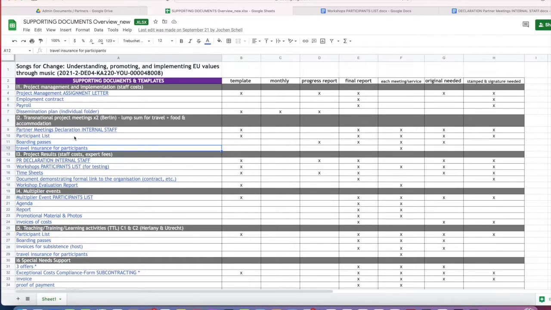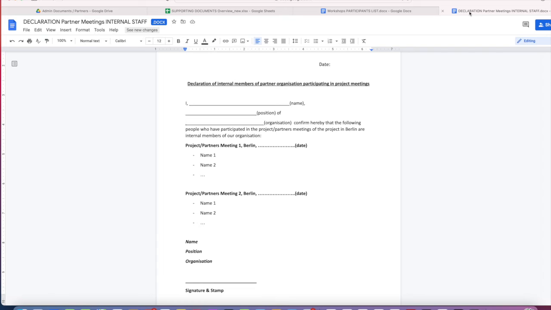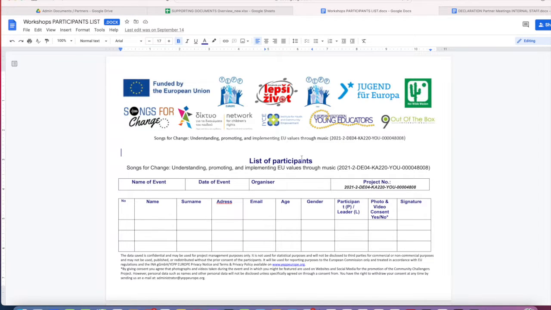So that's a very straightforward document. Then we have also the participant list. Of course, this is for the organizer of the event, especially the lead organization of the project. This is typical.